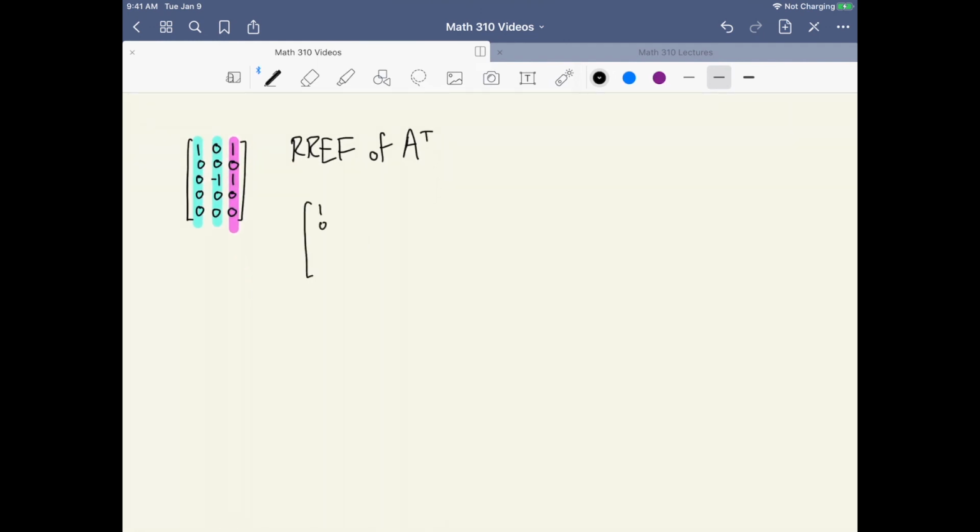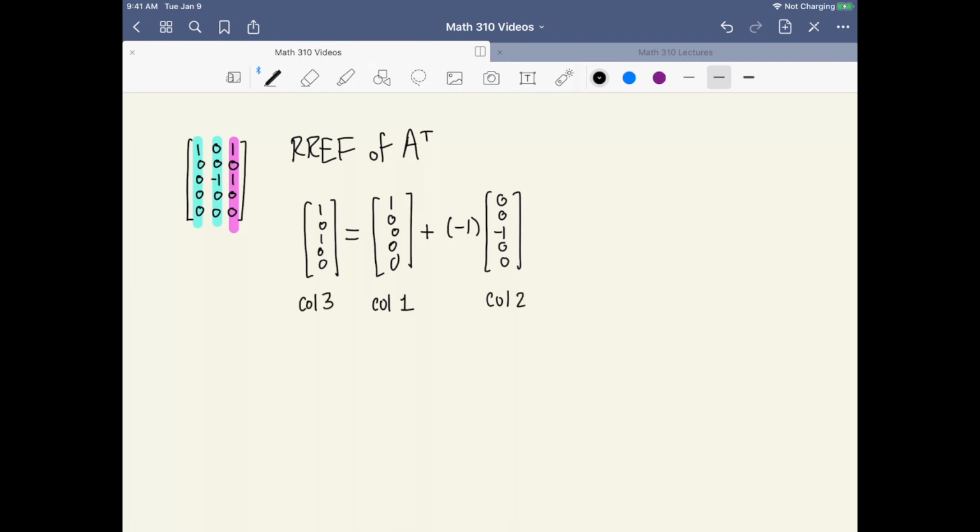This column 1, 0, 1, 0, 0 is equal to 1, 0, 0, 0, 0 plus a scalar of -1 times the vector 0, 0, -1, 0, 0. This is column 1, this is column 2, and this is column 3. So that's my one and only dependency relation that I have for the reduced row echelon form of A transpose. And I'm going to rewrite this now as 0 is equal to 1 times column 1, minus 1 times column 2, minus 1 times column 3.